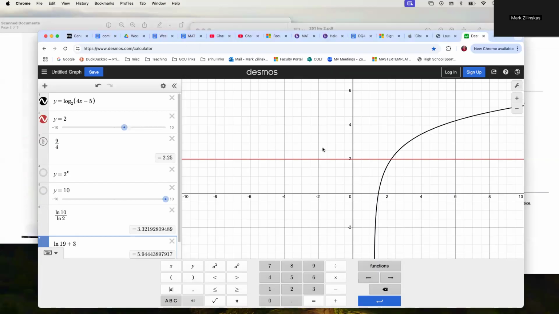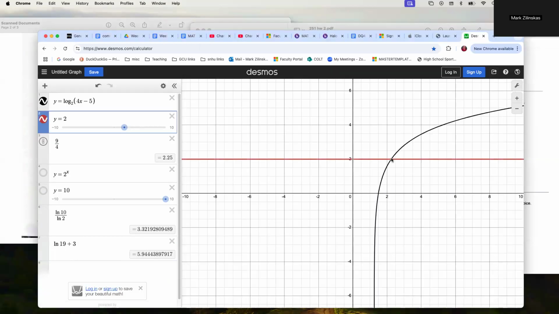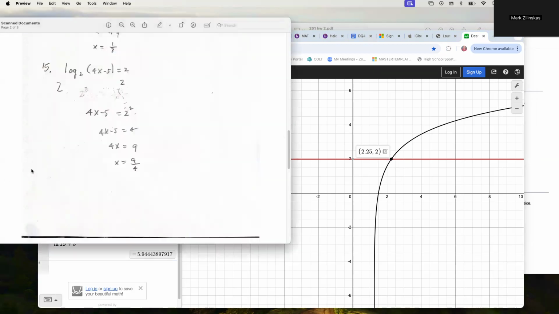So I have the red and the black graph. They intersect at, just click here, x equal 2.25. So is that 9/4? Well, just go ahead and type 9/4 into Desmos, and you're going to get 2.25. So that checks out. So when I substitute in 9/4 here, I'm going to get 2 for that value, and that's where those graphs will intersect. So that's just a way of verifying that that's the solution.